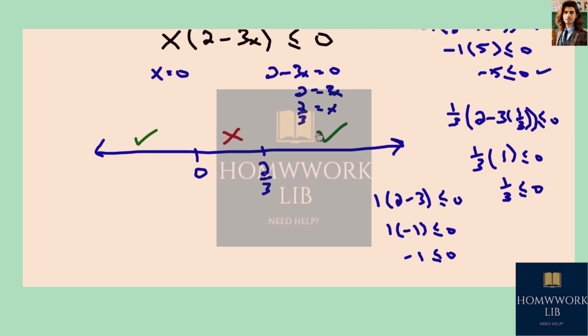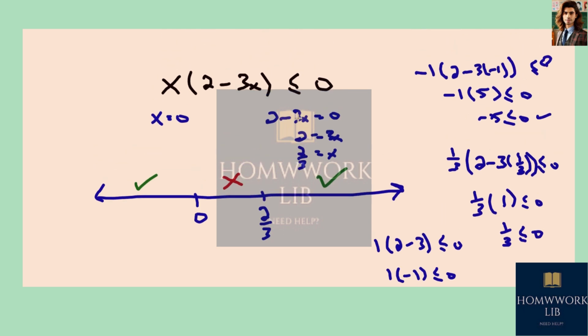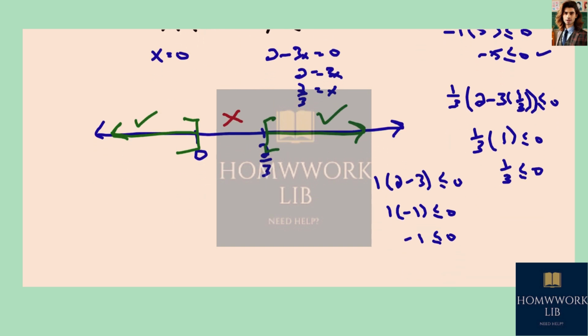And so our solution, since we already know 0 and 2/3 are included, and this is less than or equal to, it's going to be closed to the left of 0 and closed at 2/3 and to the right. And so that's our graph. In interval notation, that would be from -infinity to 0 included, union 2/3 included, to infinity.